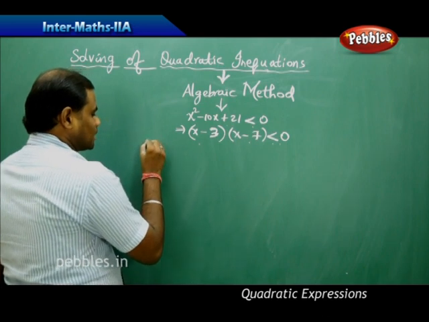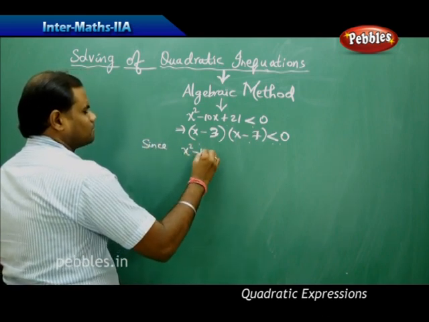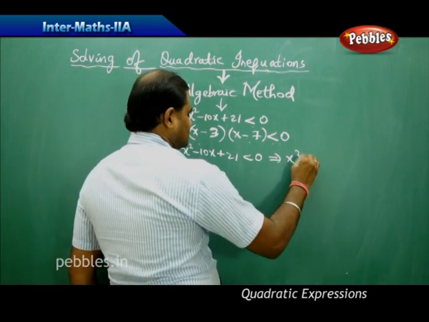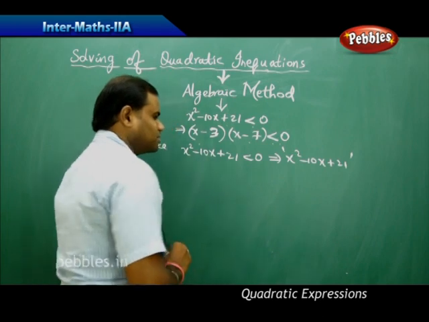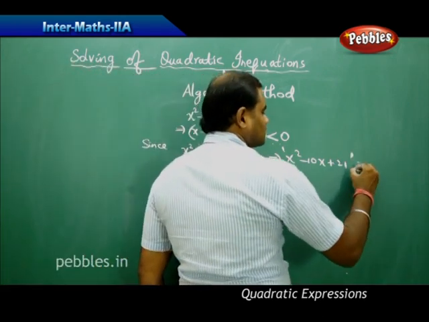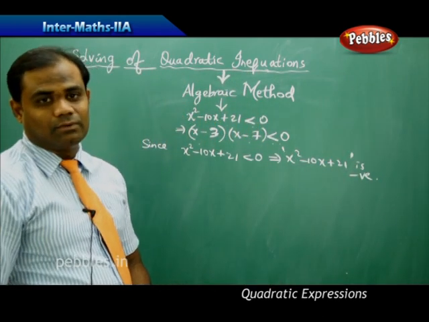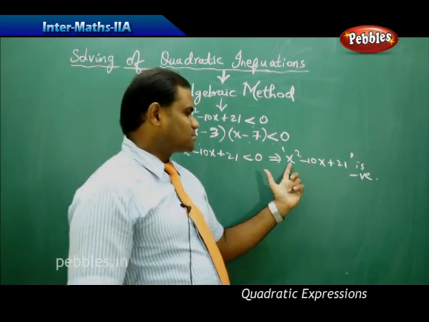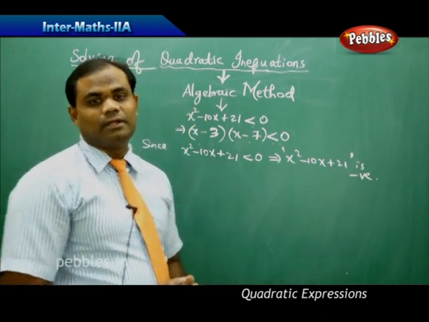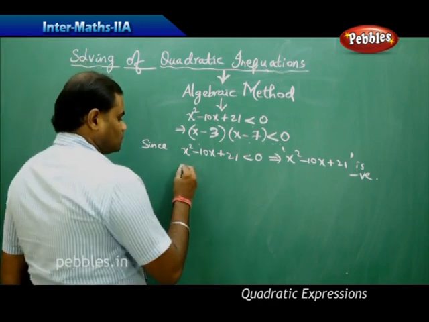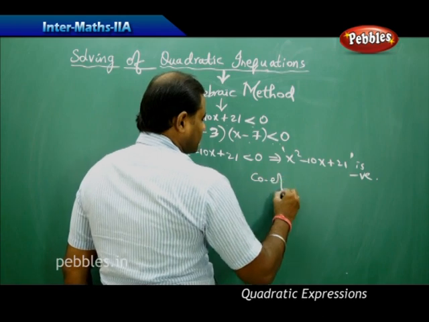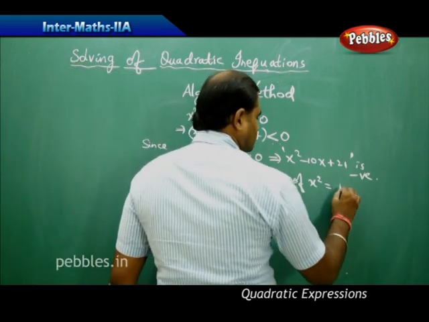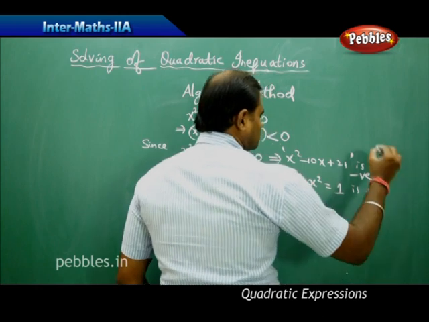Since this is less than 0, I identify that the expression x square minus 10x plus 21 is negative. The whole left hand side, being an algebraic expression which is less than 0, implies the quadratic expression x square minus 10x plus 21 has a negative value. Now, when this is negative, my coefficient of x square, which is generally denoted with a, here is 1, because 1 times x square is positive, or greater than 0.